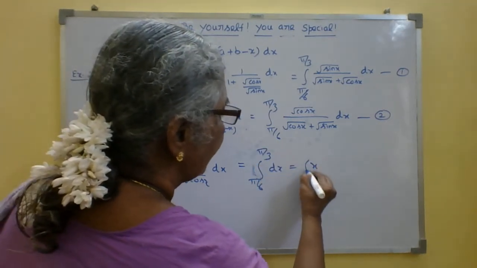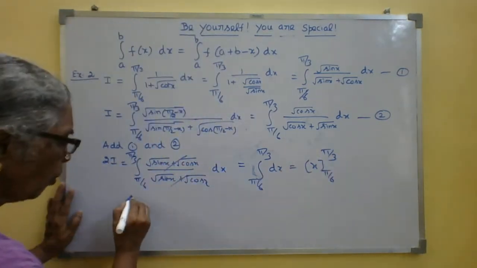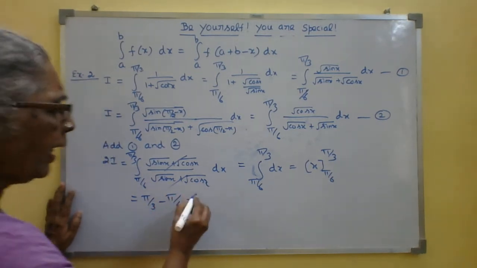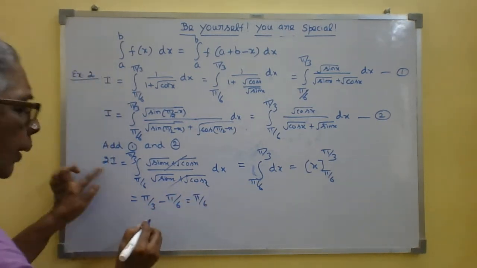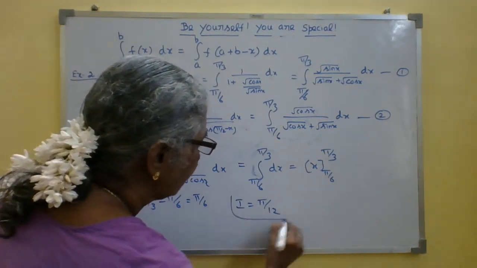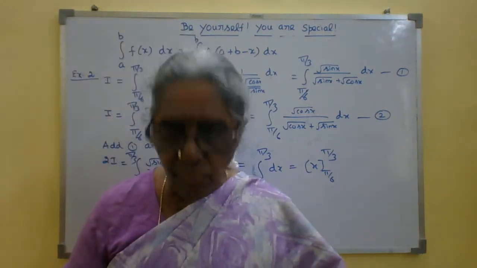So that will be x within pi/6 to pi/3. So you will get here pi/3 minus pi/6. So you will get only pi/6. 2I is pi/6, so I will become pi/12. So do you understand these two example sums?